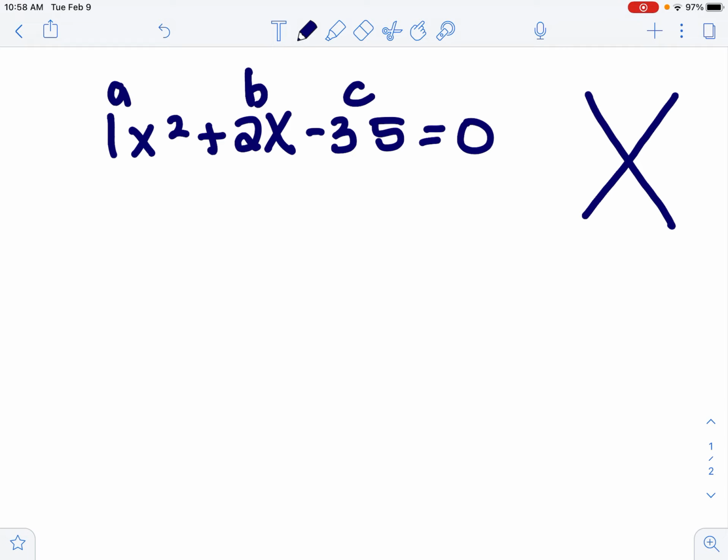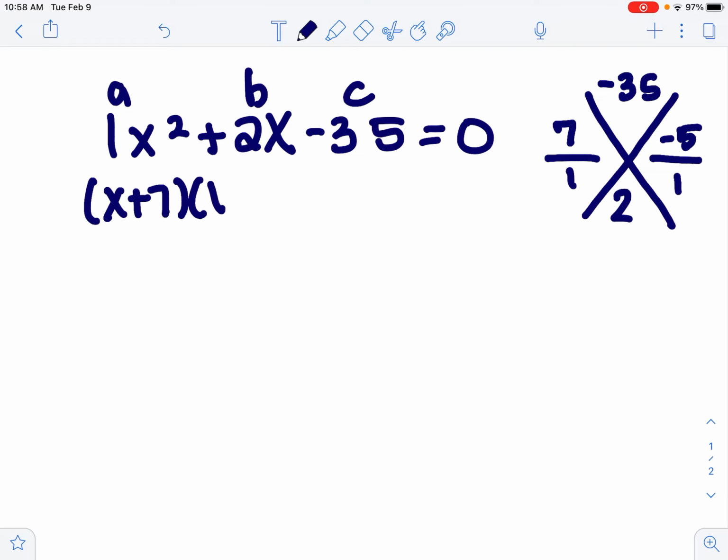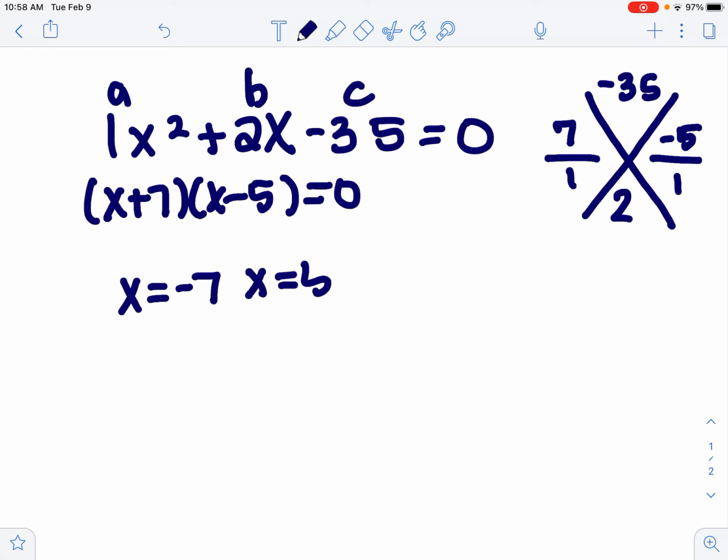A is 1, b is 2, c is negative 35. A times c is negative 35, and b is 2. I'm looking for two numbers that when I multiply them I get negative 35, and when I add them I get 2. 7 and negative 5 will do that. Divide both sides by a, and I have x plus 7 times x minus 5 equals 0, so I get two solutions. x equals negative 7, and x equals 5.